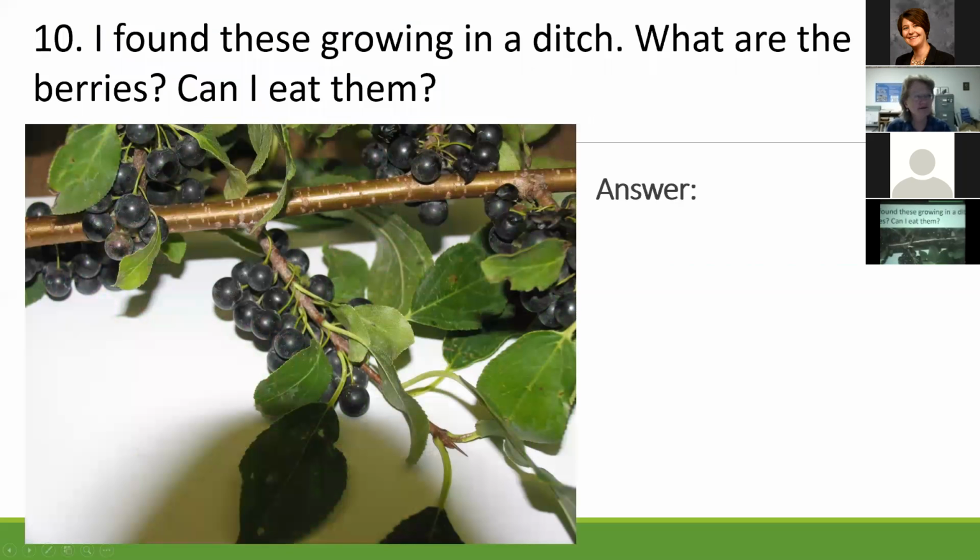I found these growing in a ditch. What are the berries? Can I eat them? And you can see I'm really all over the table tonight. I mean, I've got tree questions. It seems like there's a lot of tree questions because the last few years we've had mostly tree questions. But that's kind of the way it is.